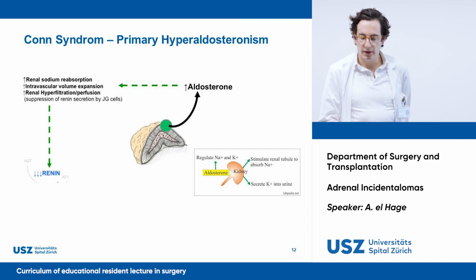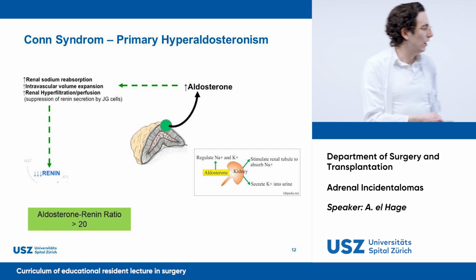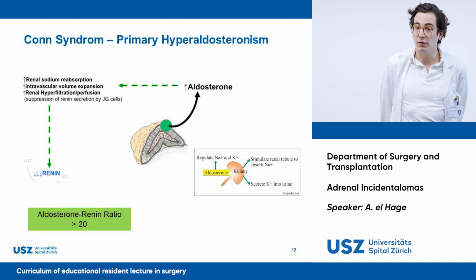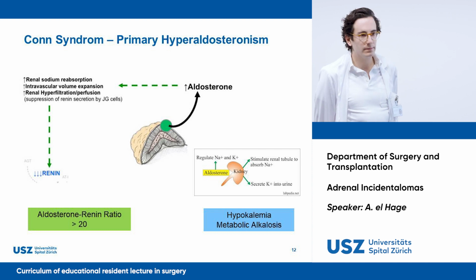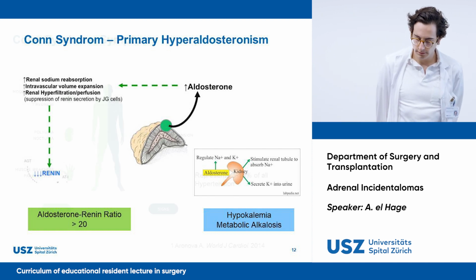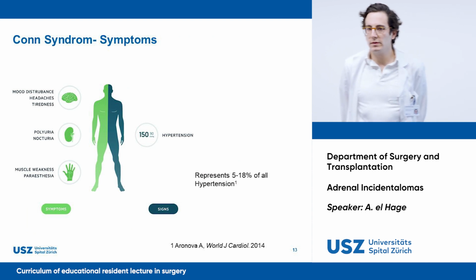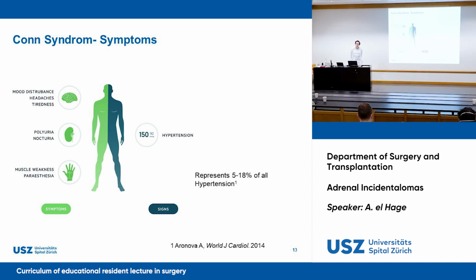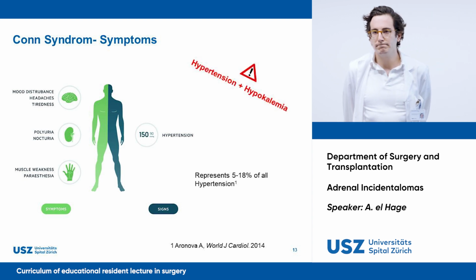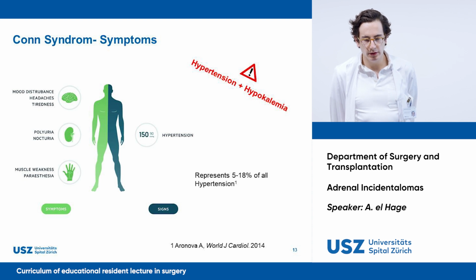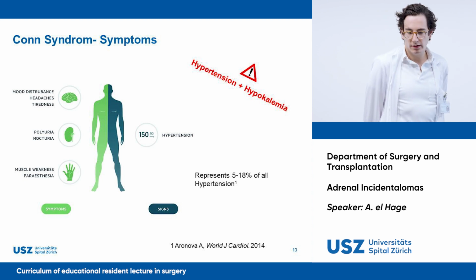So how are you going to do the diagnostics? Well, these patients will have an aldosterone to renin ratio that is going to be above 20. And in your lab works, you will find hypokalemia and metabolic alkalosis. Now, the symptoms of these patients are going to be dependent on these two signs. So the hypertension is going to induce the headaches, and hypokalemia is going to be responsible for muscle weakness, paresthesia, and polyuria. What I want you to remember today is that when you have a patient with hypertension and hypokalemia, always think of a Conn syndrome.